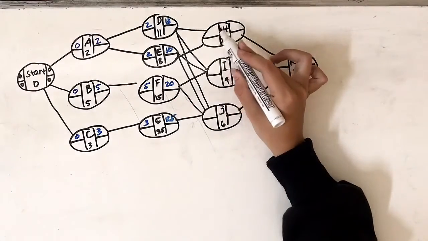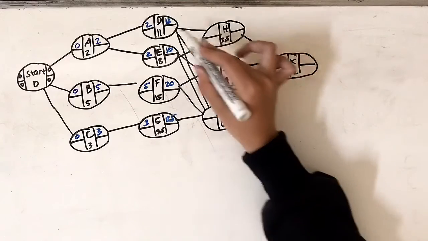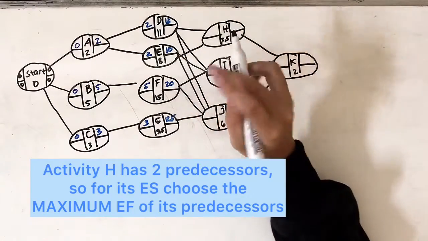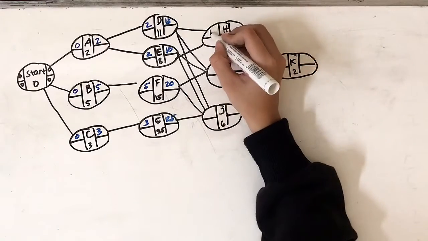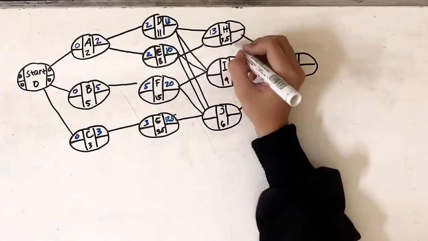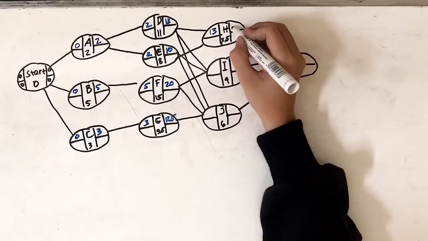Next, activity H, we get the earliest start by picking the longest, or the maximum, earliest finish of D and E, since they are the predecessors. And we pick 13. So the earliest finish is 13 plus 3.5.